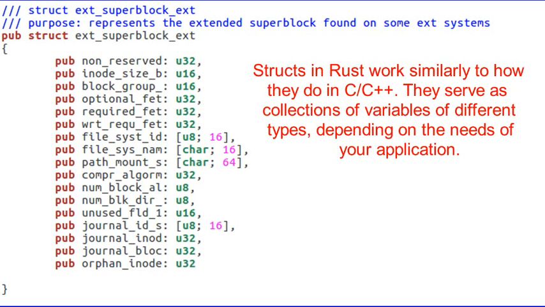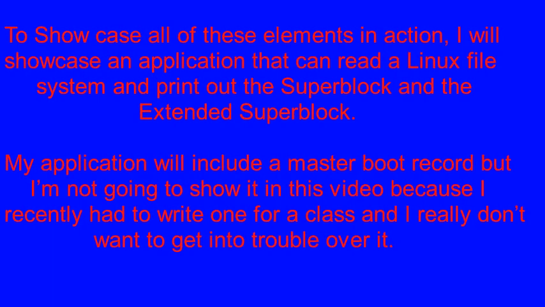Structs in Rust work similarly to how they do in C and C++. They serve as a collection of variables of different types, depending on the needs of your application. To showcase all of these elements in action, I will showcase an application that can read a Linux file system and print out the Superblock and the extended Superblock.